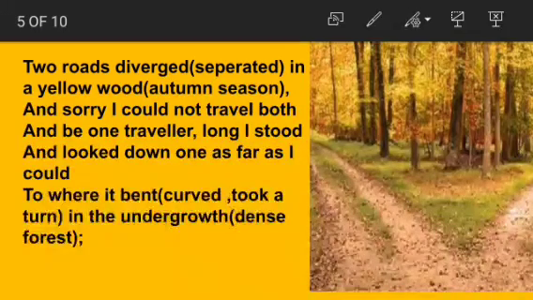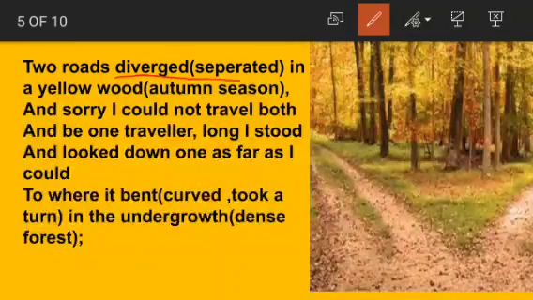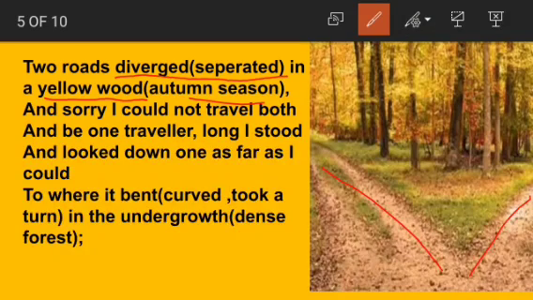Before I start with the explanation of the stanza, I want you to go through the difficult words. Diverged means separated. Yellow wood here means the autumn season. Now, two roads diverged. You can see the two roads that are forked, that are diverged in different directions. Yellow wood, you can see the yellow wood here, the dense forest where you can see the yellow leaves, and it is because of the autumn season. Next is bent. Bent is the curve that the road takes. It takes a turn.